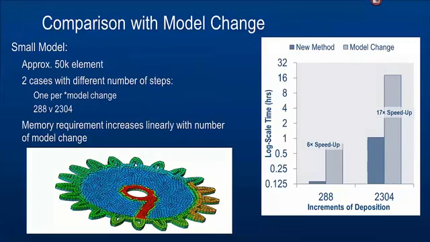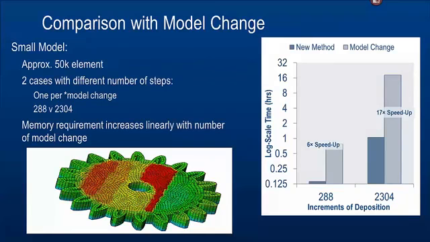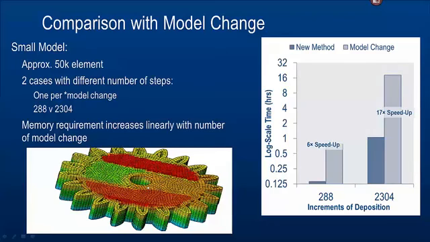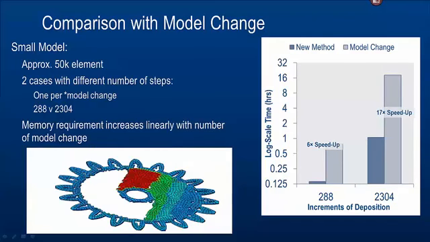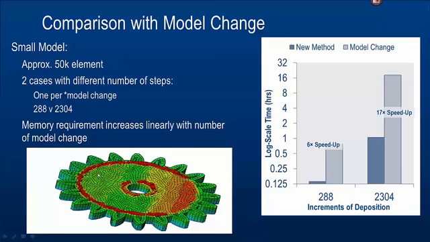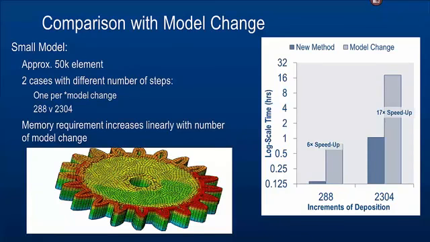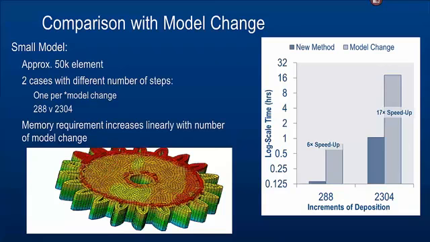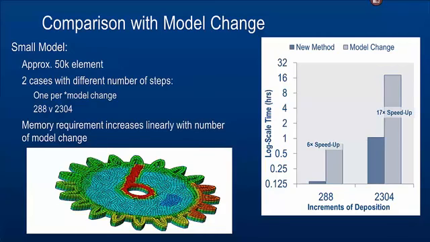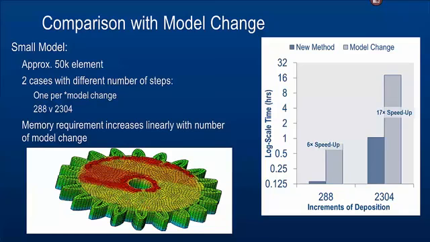So this slide summarizes an example that shows that model change is not scalable. We use a very small model with about 50,000 elements, and we are simulating the build. We analyzed two different scenarios. In one case, the elements were added over 288 steps. You should interpret step to mean discrete chunks of material. And in the second scenario, it was a more refined or more accurate simulation following the material addition more closely, resulting in over 2,300 steps, or the number of discrete chunks of material that were added during the analysis.